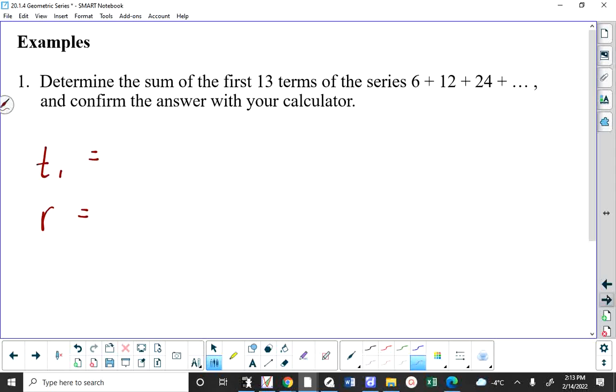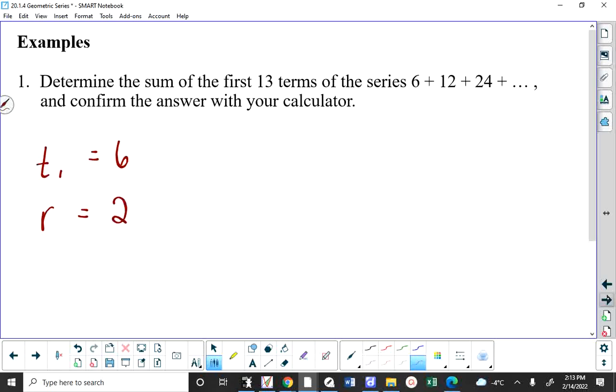Well, the first term is, it's the first term. I don't know how else to explain it. It's the first number in the list, which is 6. And the common ratio is what you multiply the 6 by to get the 12, and the 12 by to get the 24, which would be 2.